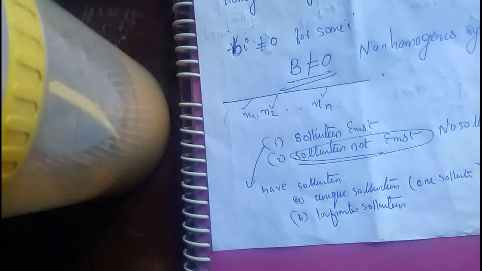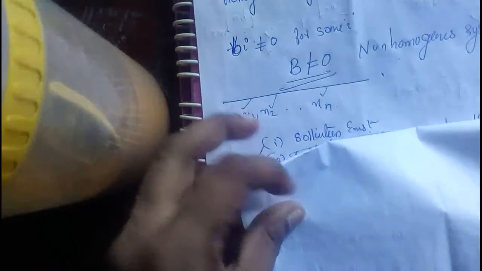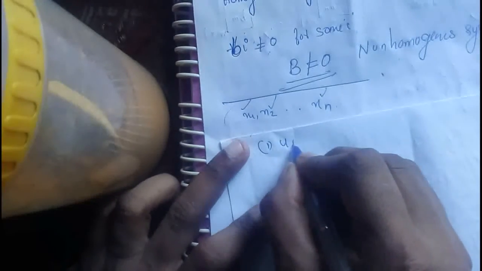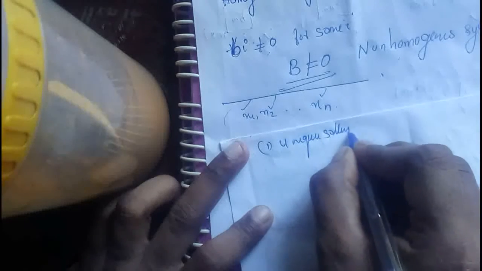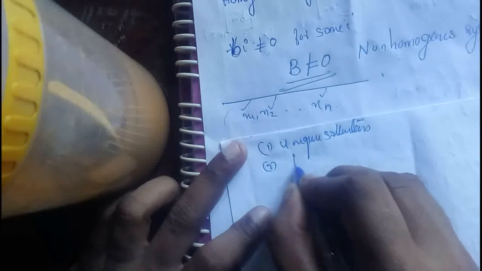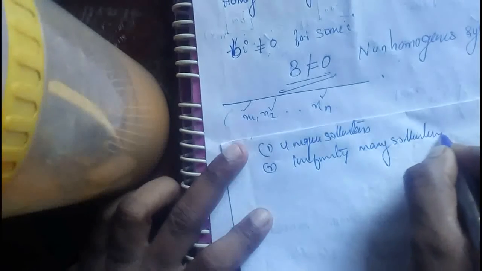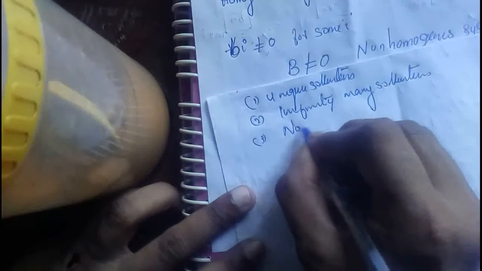So we have m equations and n unknowns. The solutions have three possibilities. One is a unique solution. Next is infinitely many solutions. Third is no solution. So one of the three possibilities is possible: unique solution, infinite solutions, or no solution. These three possibilities exist.